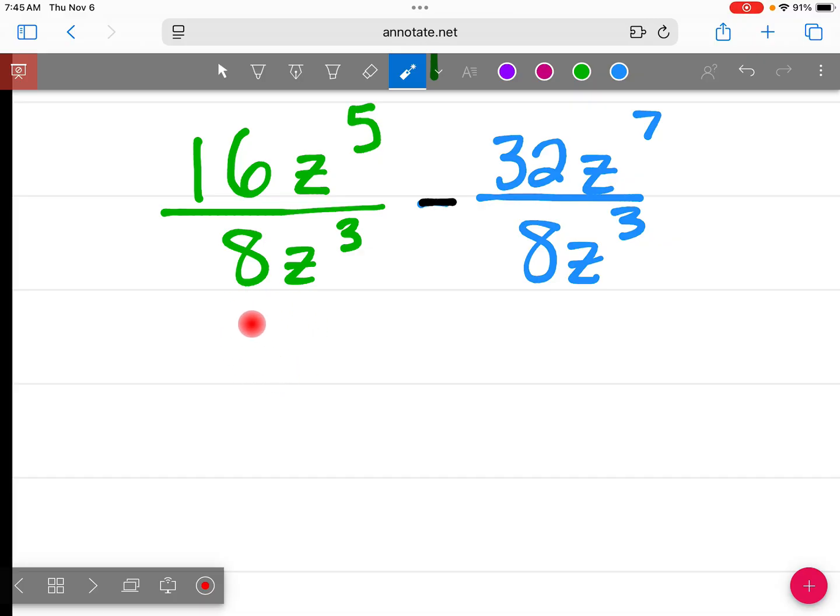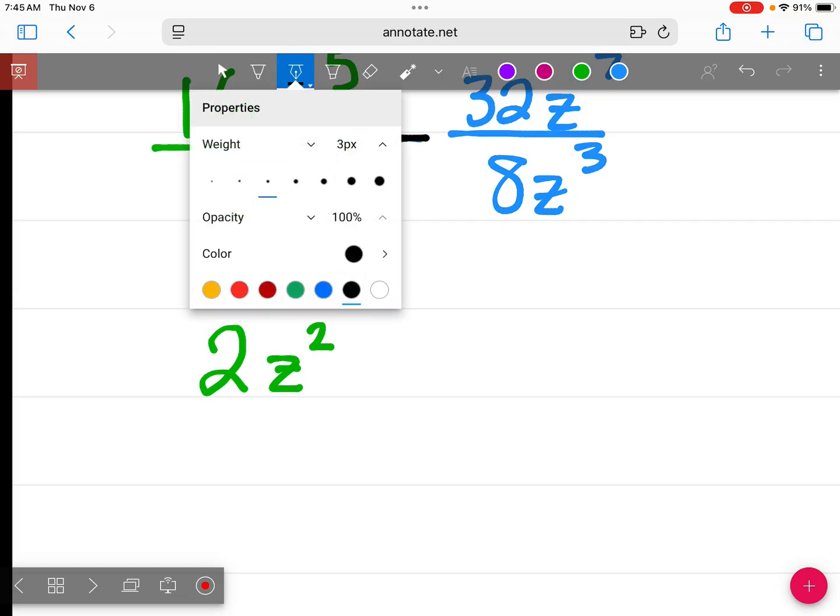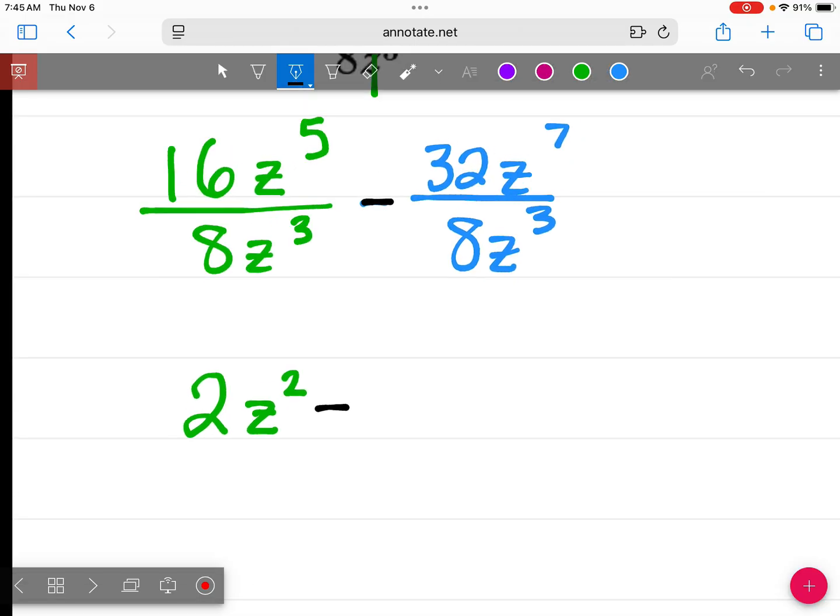What are we going to get when we simplify our green one over here? 16z to the 5th over 8z cubed. 2z squared. 16 divided by 8 gives me 2. 5 z's over 3 z's, we're left with just 2. So if I have 5 of them over 3 of them, these 3 cancel out. I have 2 left. How about for my blue one over here? 32z to the 7th over 8z cubed. It's 32 divided by 8. That's a good question.